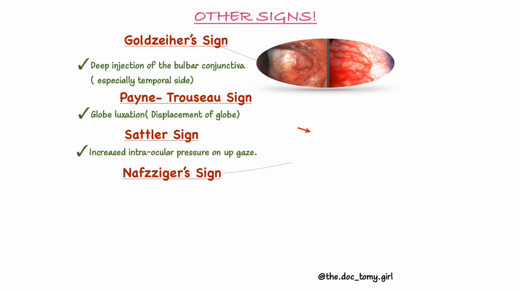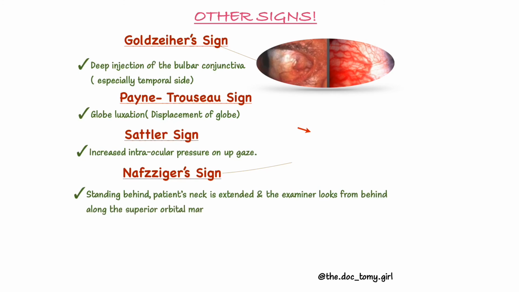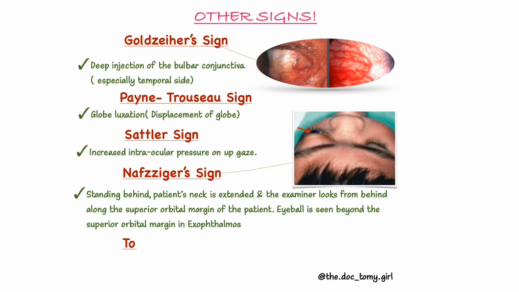Next one is the Naunyn sign. In this, we have to stand behind the patient, and on standing behind, the patient's neck is extended and the examiner looks from behind along the superior orbital margin of the patient. If the eyeball is seen beyond the superior orbital margin, then it means the patient has exophthalmos.